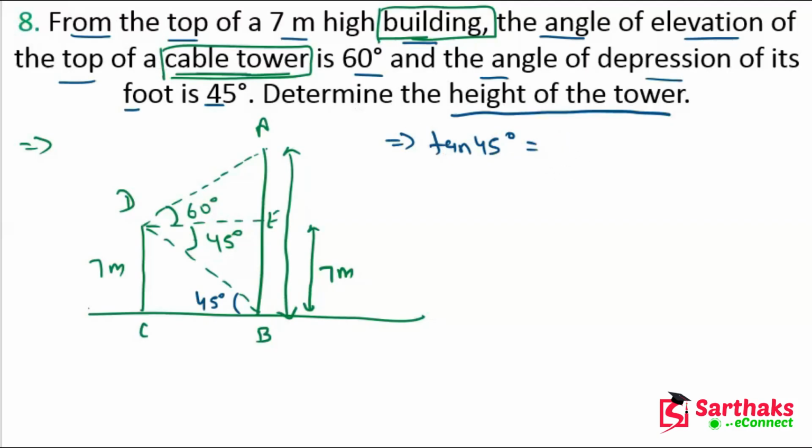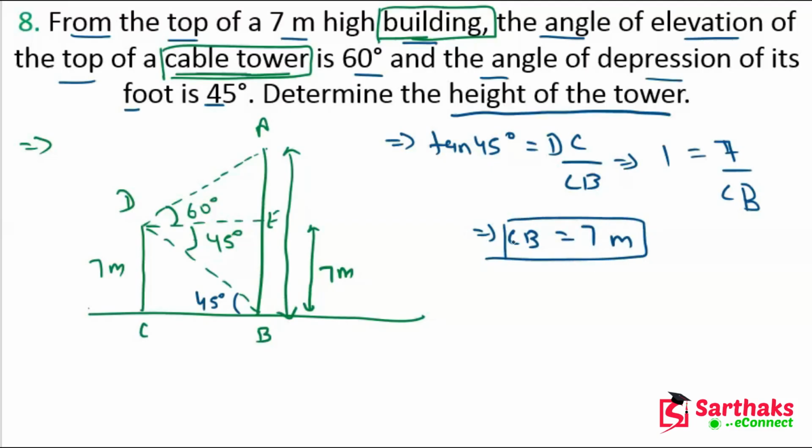DC upon CB. Now we know that tan 45 is 1. We have DC is 7, and we have to find CB. So the value of CB is equals to 7 meter. So if the value of CB is 7 meter, then the value of DE is also 7 meter.